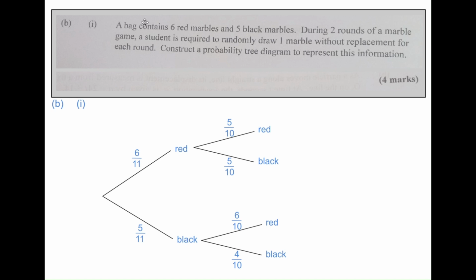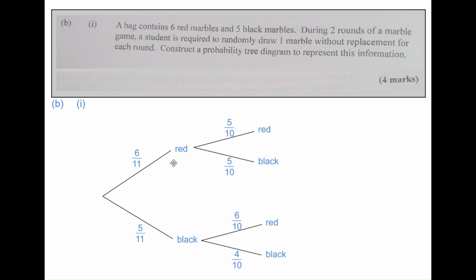Okay, so originally you have 6 plus 5, 11 marbles. So the probability of selecting a red marble would be 6 out of 11. Probability of selecting a black marble will be 5 out of 11. So I've written those along the branches, and the outcomes, of course, at the end, red and black.